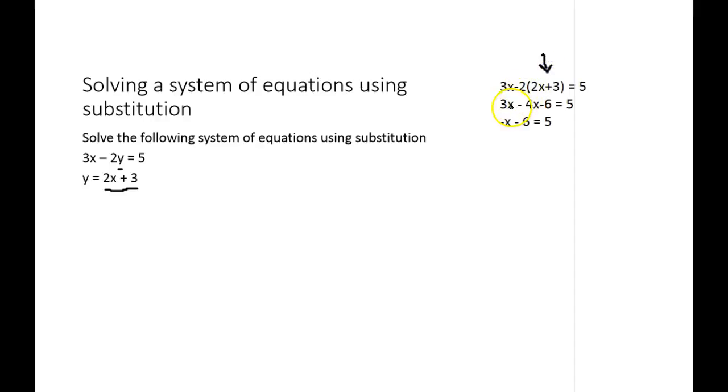All right, so notice I plugged in 2x plus 3 for that y in the first equation. Then I distributed. Negative 2 times 2x is negative 4x. Negative 2 times a positive 3 is negative 6. 3x minus 4x is a negative x. Negative x minus 6 equals 5, so I'm going to add 6 to both sides, and I get negative x equals positive 11. Multiply both sides by negative 1, and you get x equals negative 11.